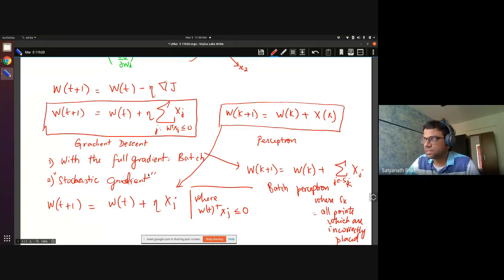So likewise, since there is a batch version of the gradient descent, there must also be a batch version of the perceptron, which indeed works. Why this works is not going to be covered in the course, but at every round you collect all the points which are not properly placed, or not making a positive angle with WT, and add all of those at one shot. So this is the batch version.